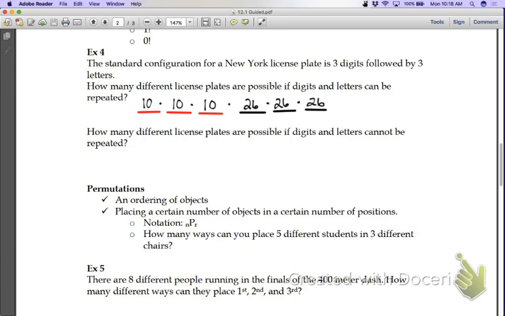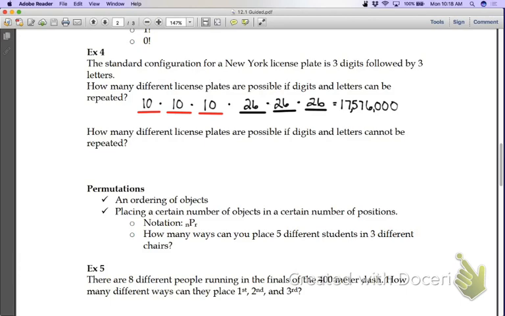So I'm going to take 10 times itself 3 times, and I'm going to take 26 times itself 3 times and get 1, 7, 5, so about 17,576,000. Whoa, what? How did I get that? Okay, that's a lot of cars.